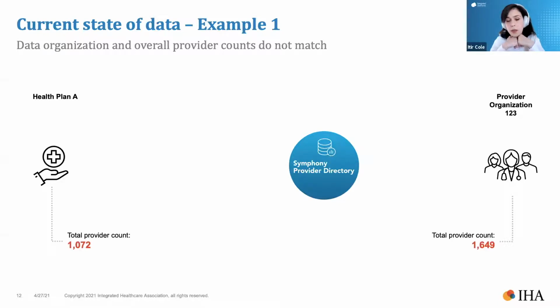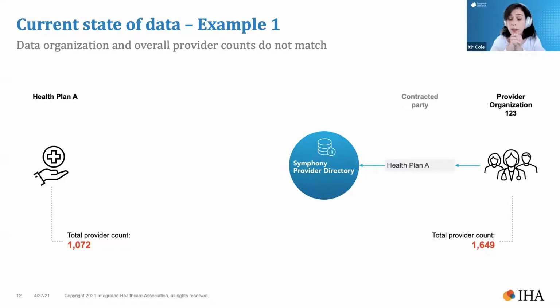When we receive data from these two entities, right off the bat, we know something's off, because if you look at the total provider counts, provider organization 123 is saying, I have 1,649 providers for my contract with Health Plan A, and Health Plan A is saying, I have 1,072. So right off the bat, that total provider count is already missing, and Symphony is going to work to reconcile that difference.